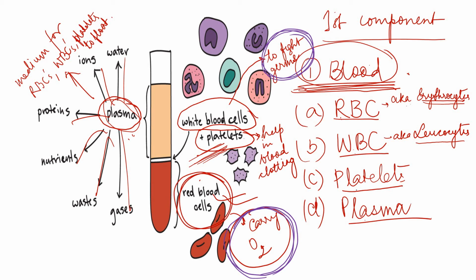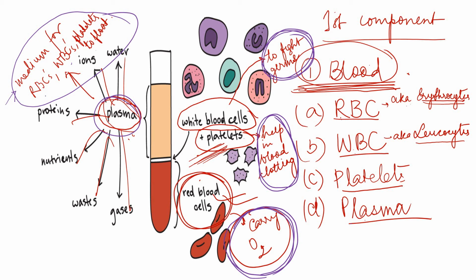Next come platelets. What is the role of a platelet? This helps in blood clotting. Okay, and we have the plasma. Plasma serves as a medium for the RBCs, WBCs and platelets to float. Alright, so all these, RBC, WBC, platelets, plasma, form the blood in our body.